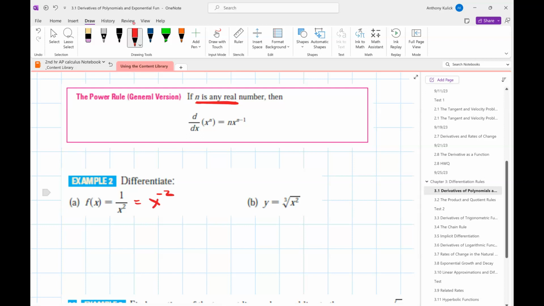I'm going to think about 1 over x squared as x to the negative 2. Negative 2 minus 1.